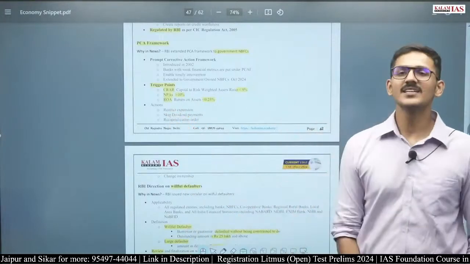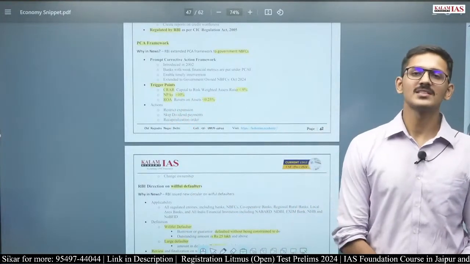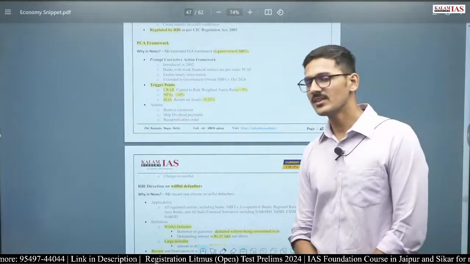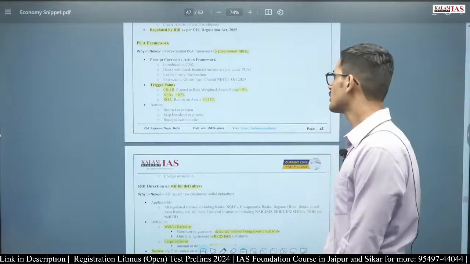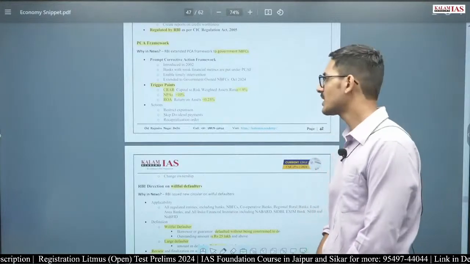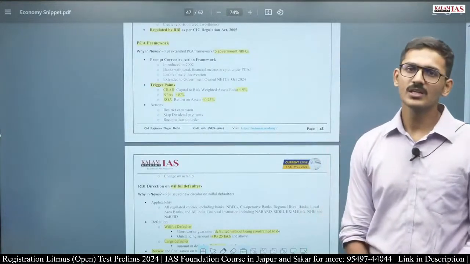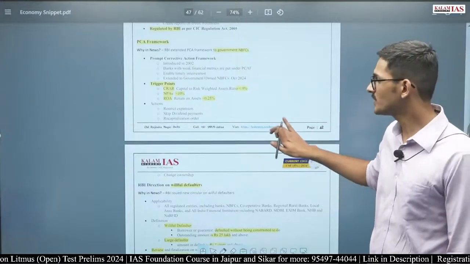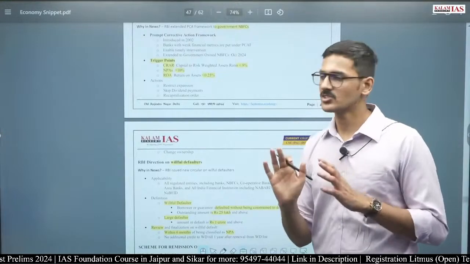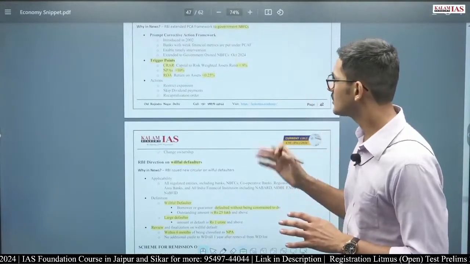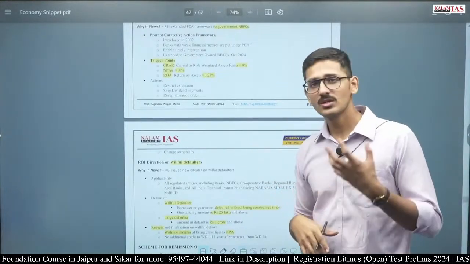If NPAs, non-performing assets, increase more than 10%, then that bank will fall under the PCA framework. If capital to risk weighted asset ratio reduces below 9%, then that bank will fall under the PCA framework. Or if return on assets reduces below 0.2%. What are the actions that the RBI can take? RBI can take any action. For example, restrict expansion, skip dividend payments, recapitalization or change of ownership.